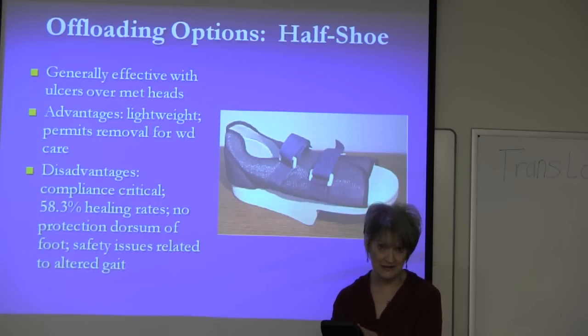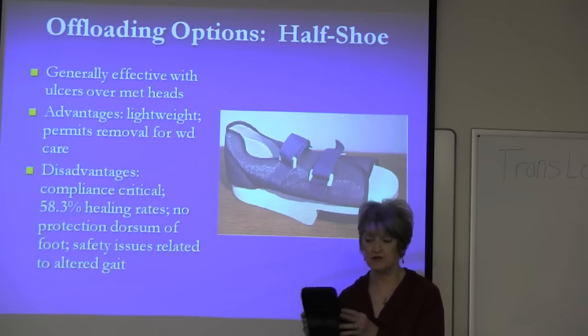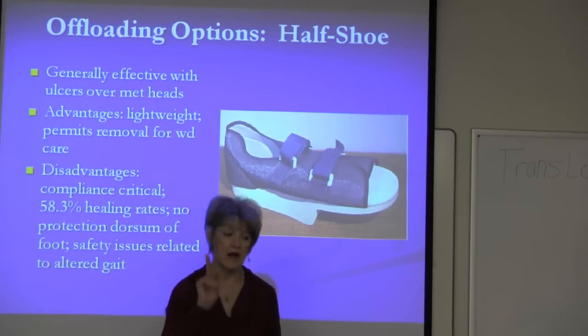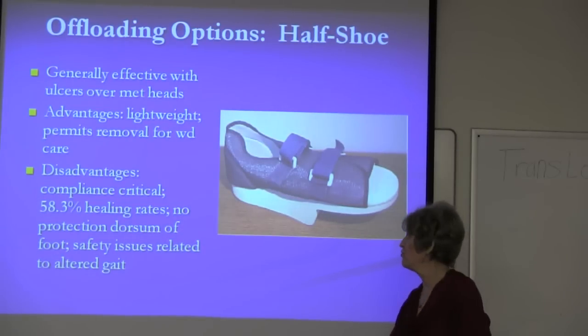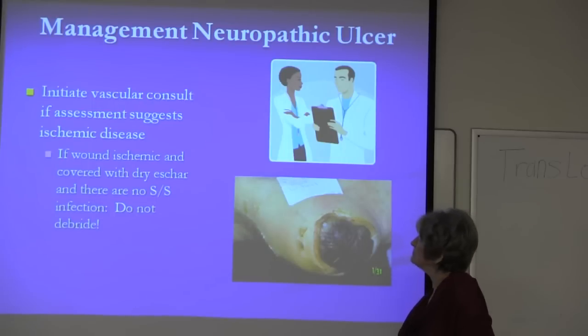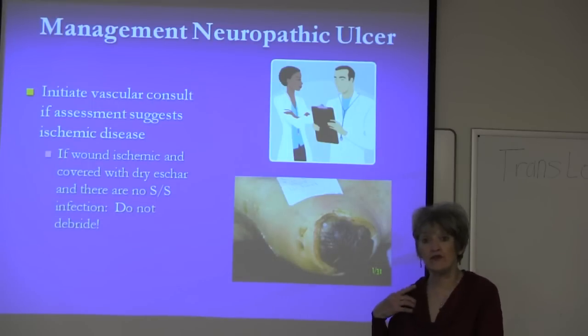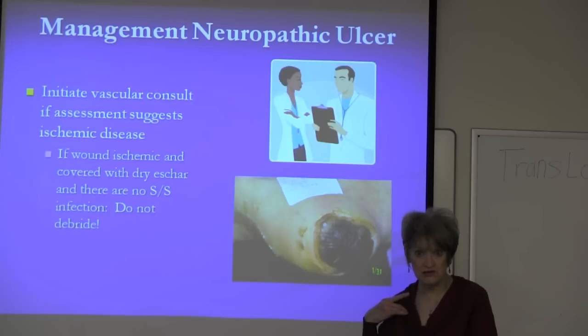Are they going to wear it consistently? Do they modify their gait, their stride appropriately? Are they safe to use this half shoe? But you have to come up with a way of offloading or the wound will never, ever heal. We've already talked about if you have coexisting lower extremity arterial disease, how critical it is to get vascular involved. You already know the guidelines. If you have a wound with ischemic etiology, and the wound is covered with dry eschar and it's uninfected, you're going to leave it alone until you get that patient worked up.